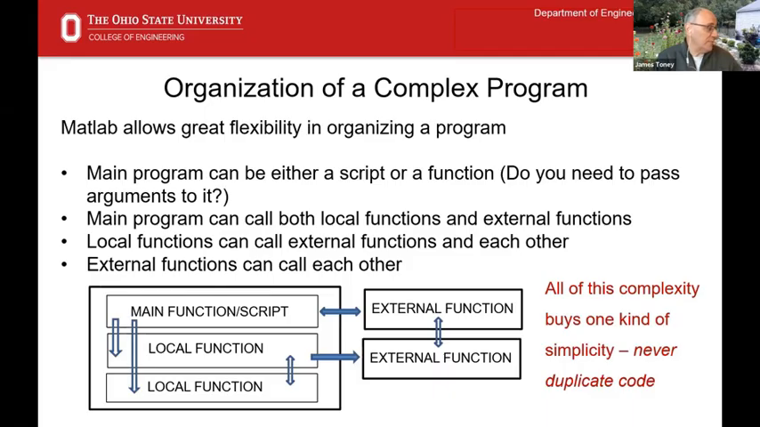Okay, so you could have your main program calling these external functions that are in separate files. It can also call these local functions that are in the same file. The local functions could even call the external functions. The external functions could call each other. The only thing that cannot happen, the external functions cannot call the local functions, okay? Because these local functions can only be called from within the same file. All right.